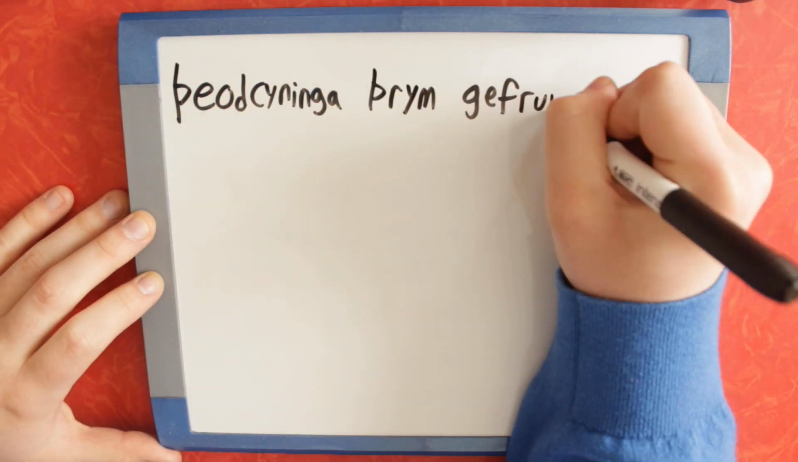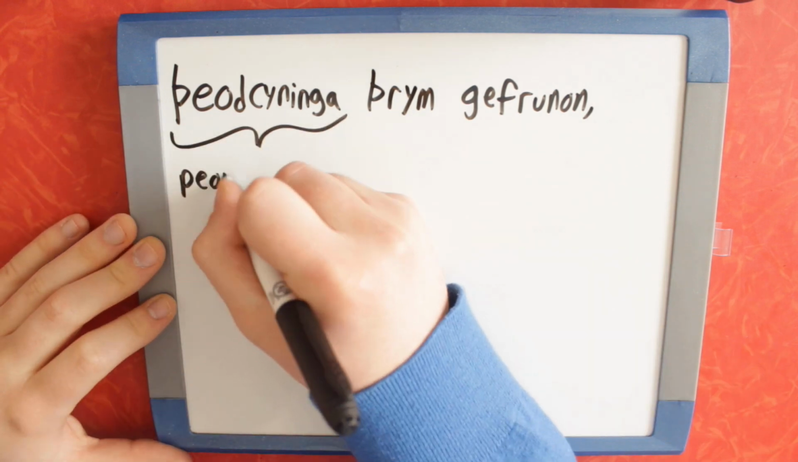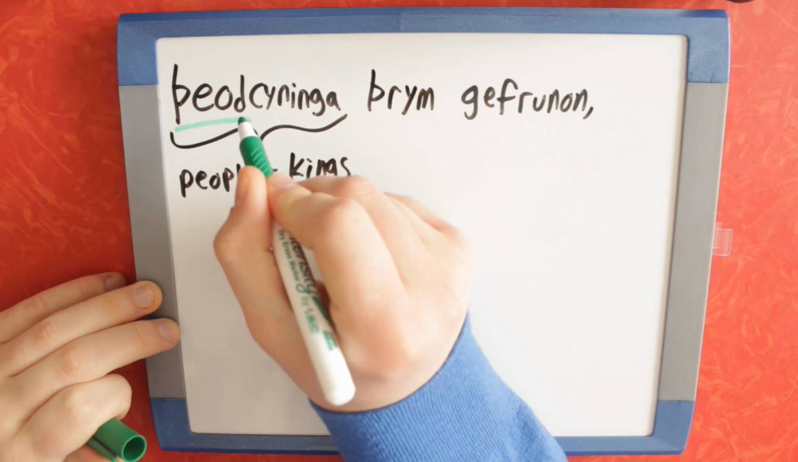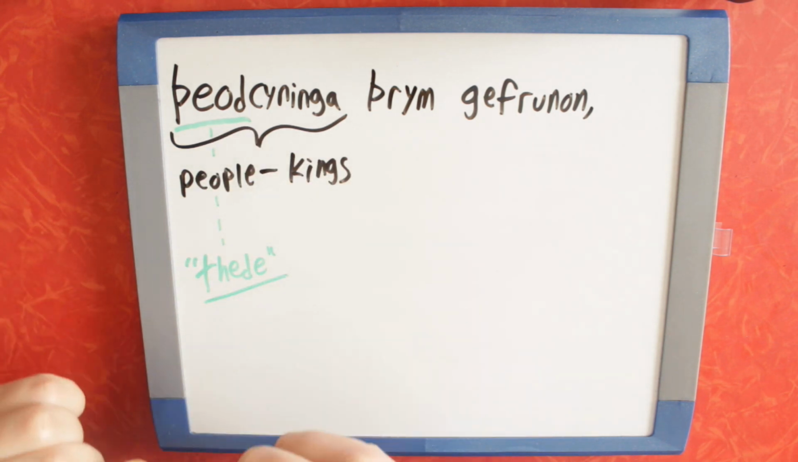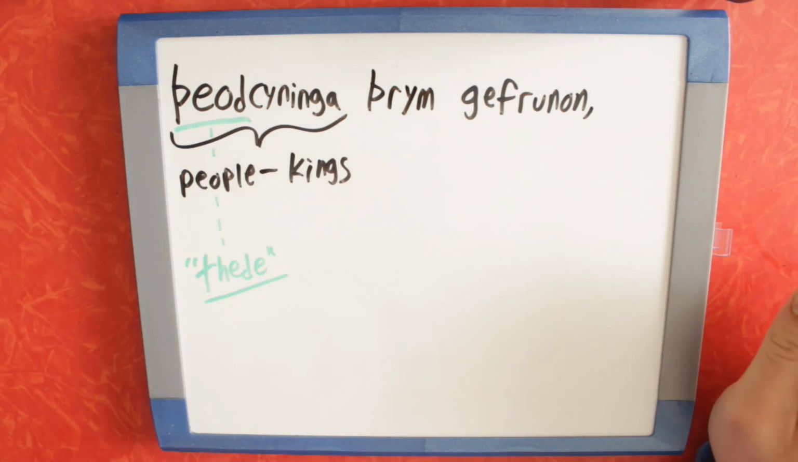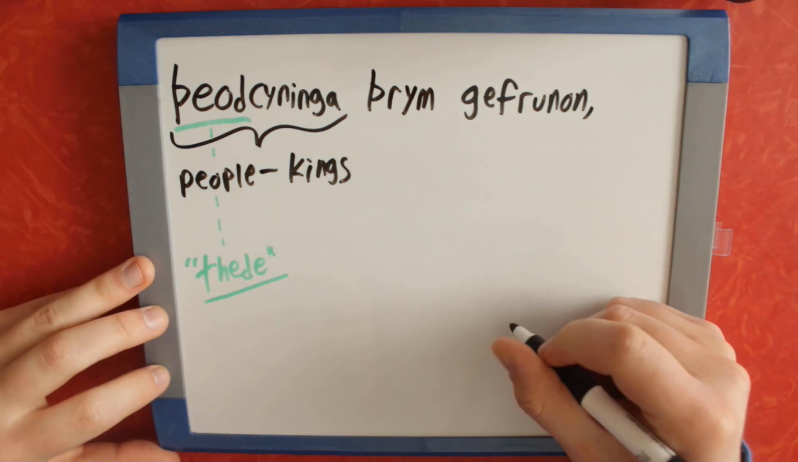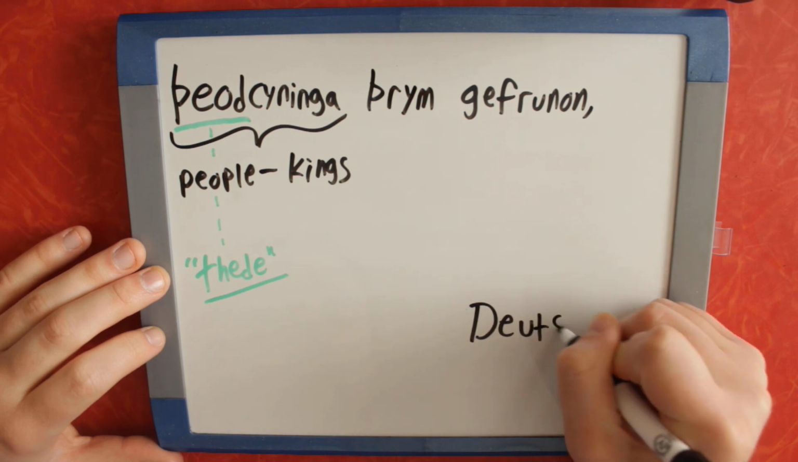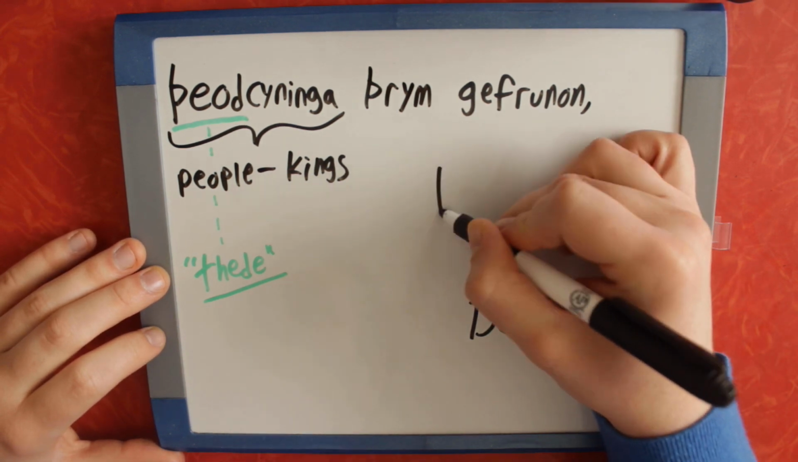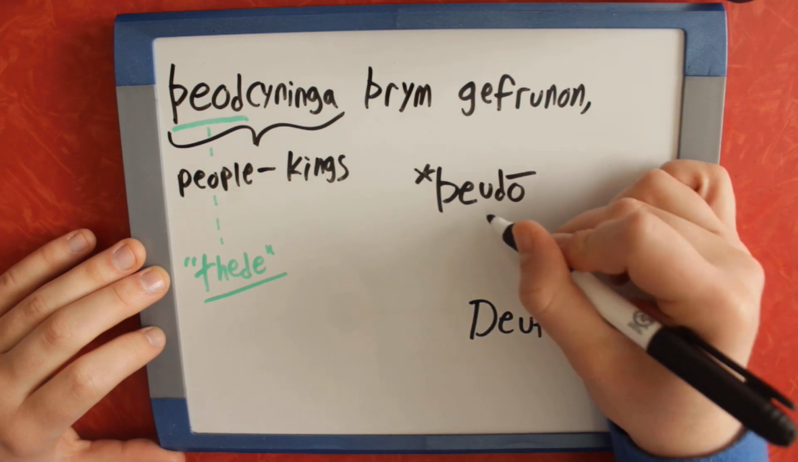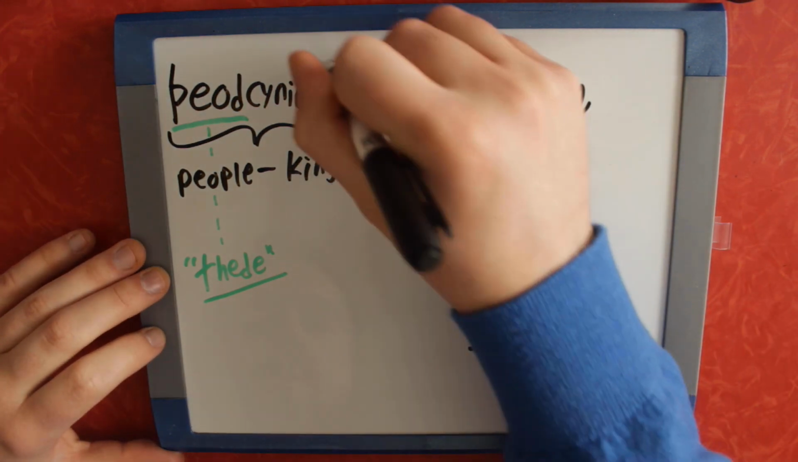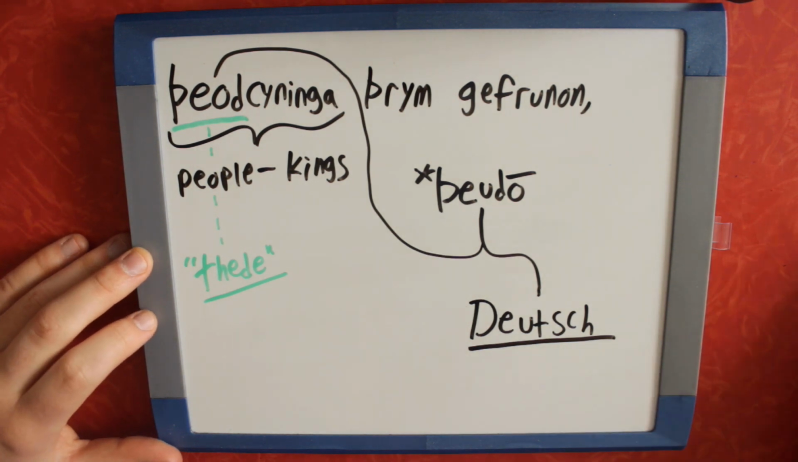Now on to line 2. "Þeod cyninga þrym gefrunon." Þeod cyninga means people kings. Þeod became theed in modern English, which means people or nation. Obviously, it's not a common word nowadays, but it's sometimes still used in Scotland. Going back even further in the history of the language, the word Deutsch in German is derived from an adjective form of the Proto-Germanic word for people, theudo. Cultures often refer to themselves as a group as people in their native language, and this is how the German people got their name. Back to Beowulf.